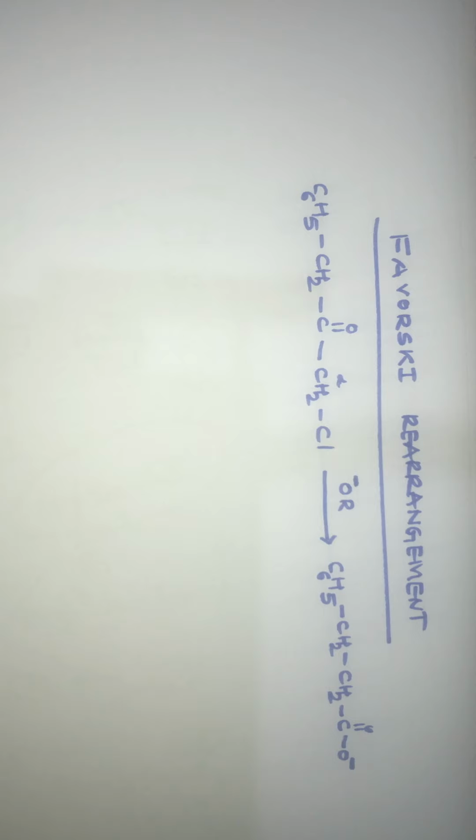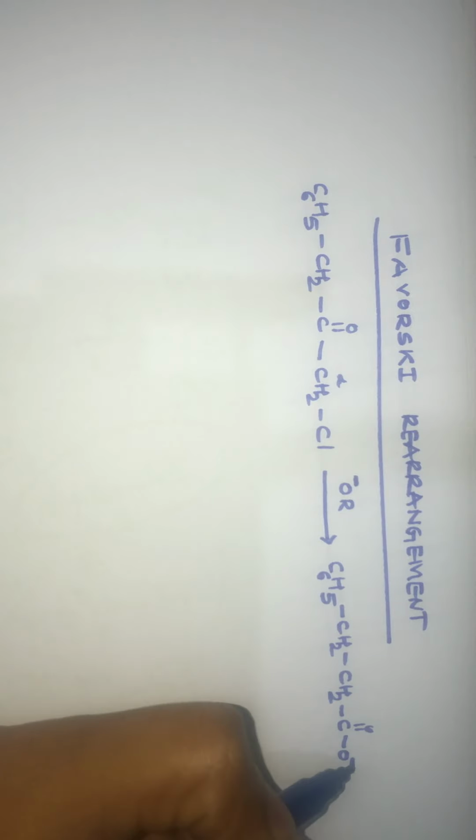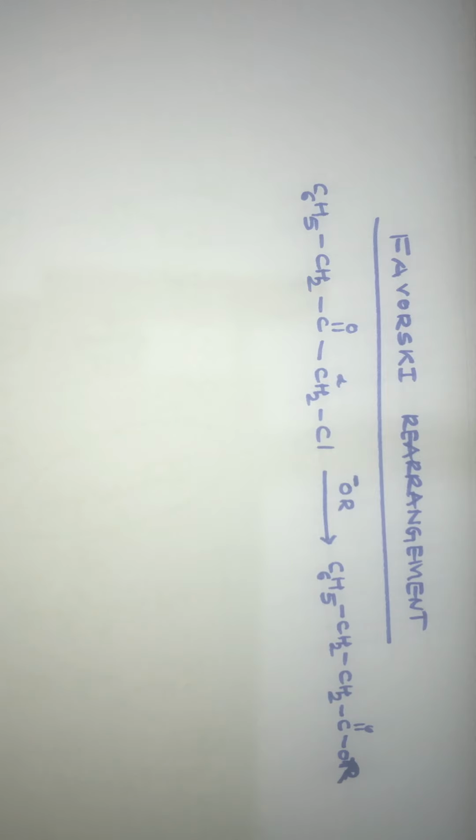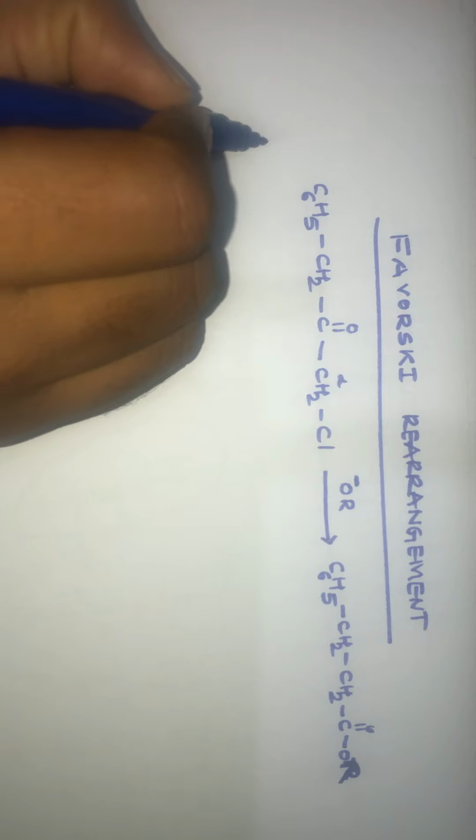The rearrangement of an alpha haloketone into an ester is referred to as the Favorskii rearrangement. You can even write it as R also here, OR. Let us go through the mechanism of this reaction. Mechanism.